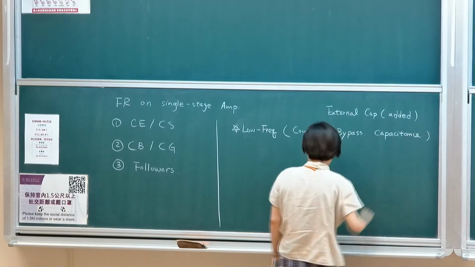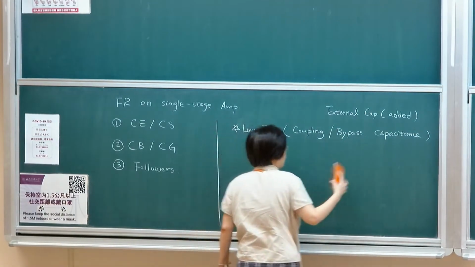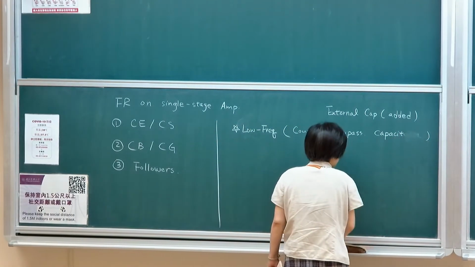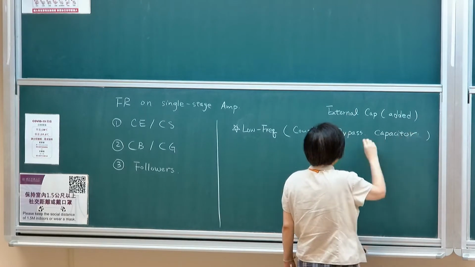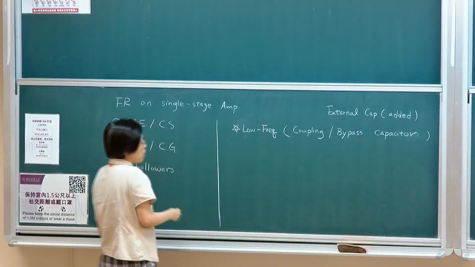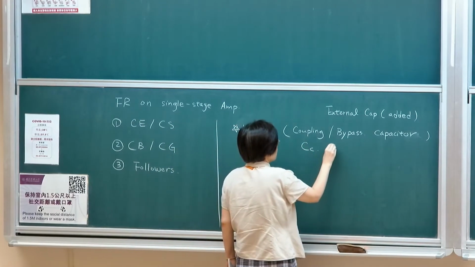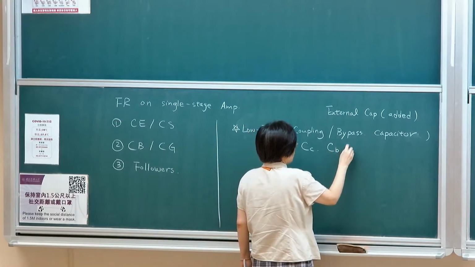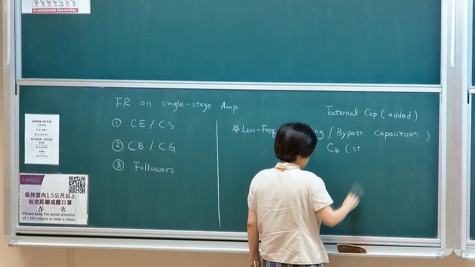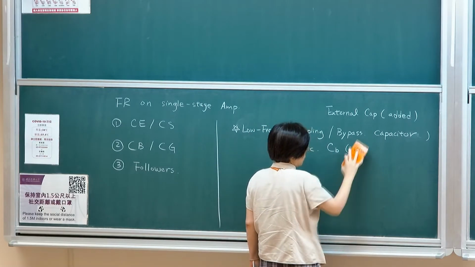So for low frequency, typically the impact of coupling or bypass capacitance. These are typically used to set proper DC biasing conditions. So these are coupling capacitance and bypass capacitance. We call it CC or CB. These are typically used for setting proper DC levels.